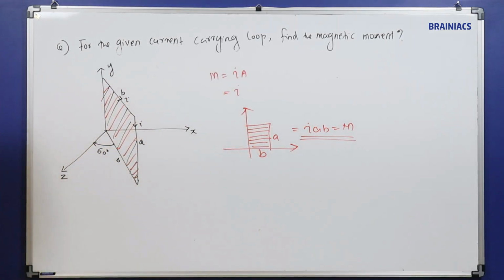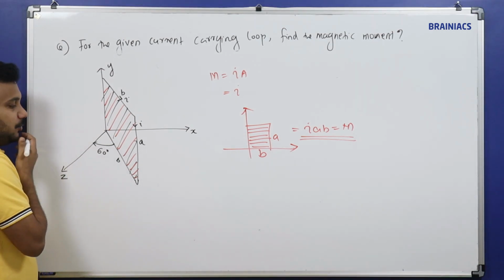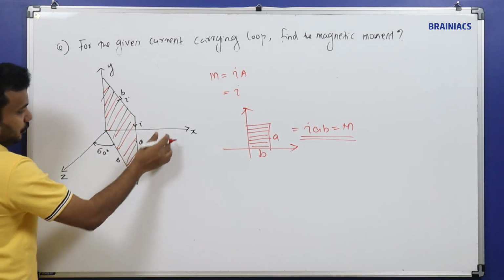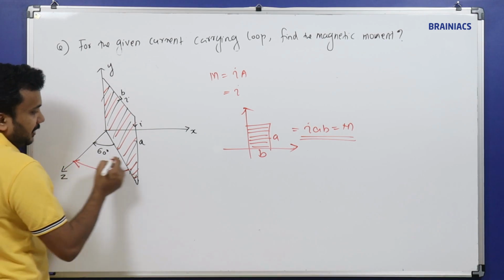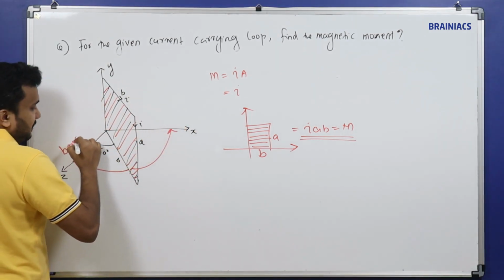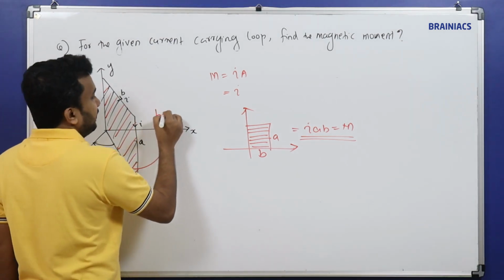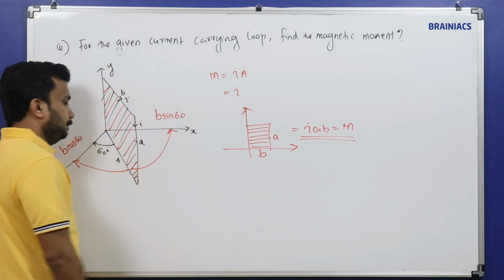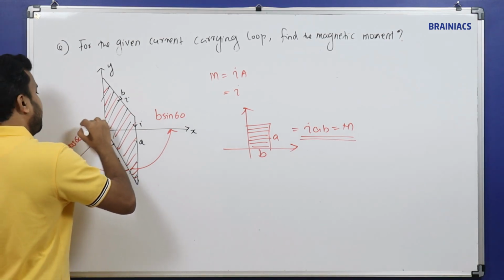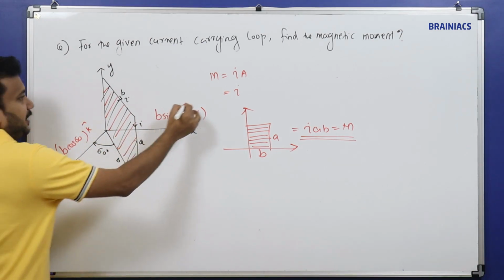But we cannot write it like this, because here it is making an angle of 60 degrees. So what we will do is split this B into two components. B is on the xz plane. One is this component and one is this component. This component is written as B cos 60 and this component as B sin 60. B cos 60 is in the K direction. B sin 60 is in the I direction, I cap.